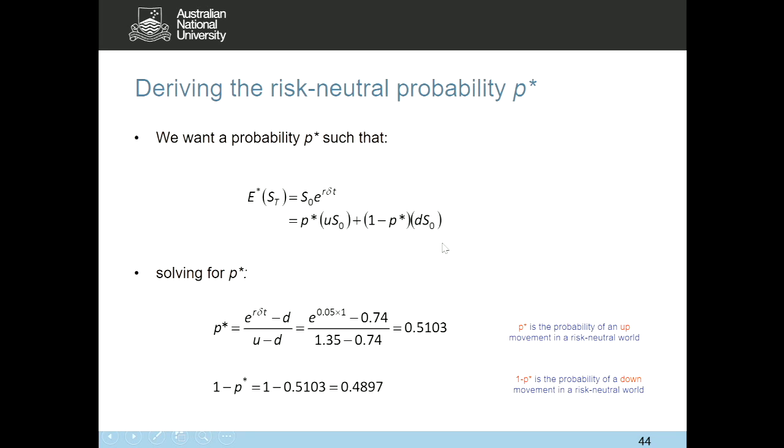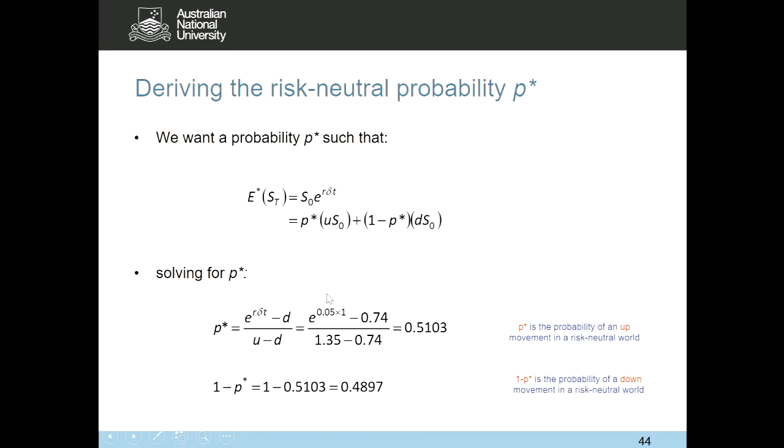And by using some derivations, we can show that we will get the P star formula from this equation here. You don't need to know how to derive P star, but that's the starting point, right? So our starting point is we want to have the probability that is consistent with the risk-free rate. So then we can derive that P star is expressed by this equation here. That is e to the power of r times delta t, minus the proportion of decrease, then divided by the difference between u and d.